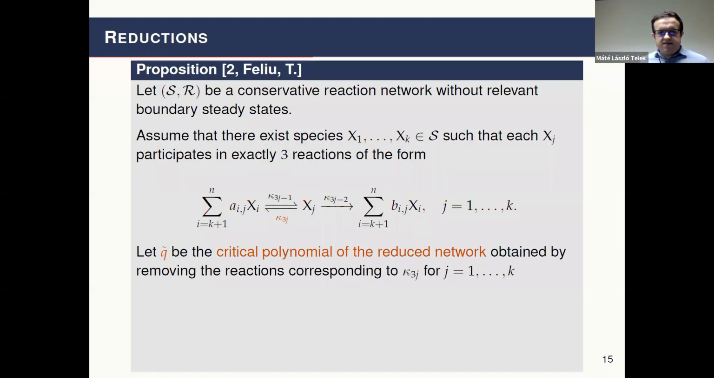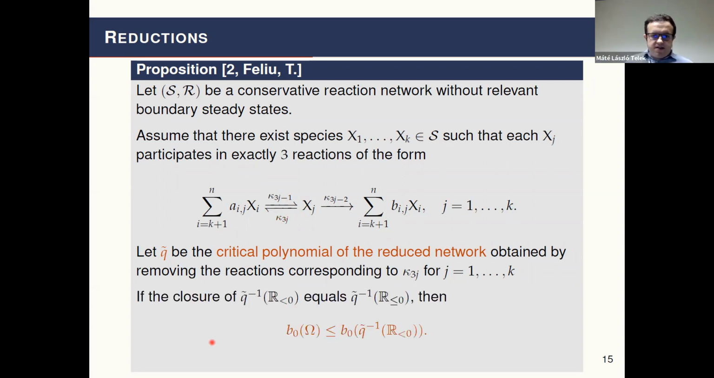And I want to look at the critical polynomial of the reduced network. This is the network when I just remove the reactions that go backwards. And the statement is that if the reduced critical polynomial satisfies this closure property, then the number of path-connected components of the preimage of the negative real line under the reduced critical polynomial gives me an upper bound for the number of path-connected components of the parameter region of multistationarity of the original network.